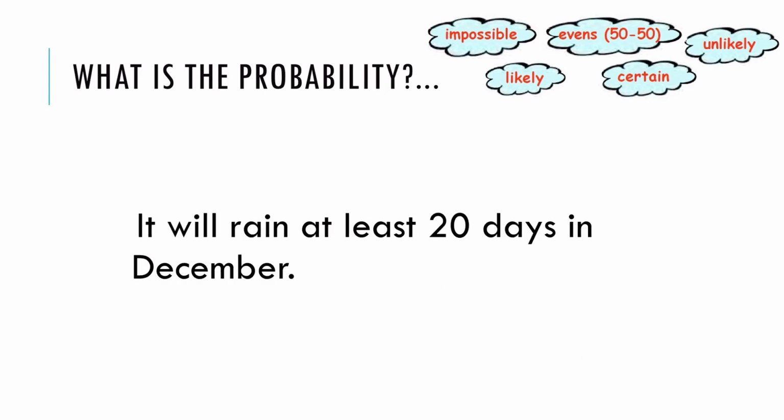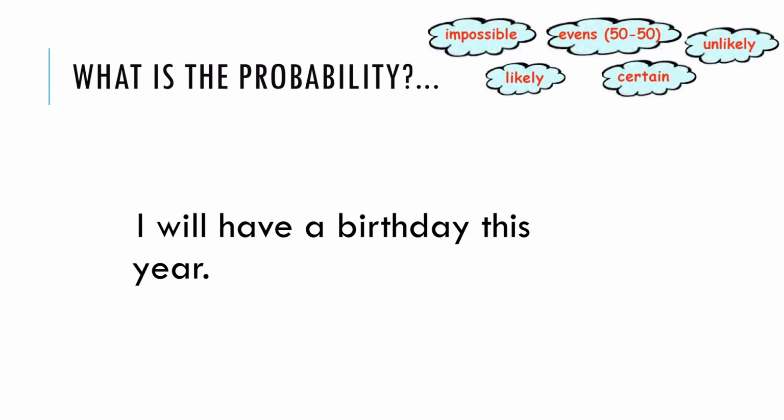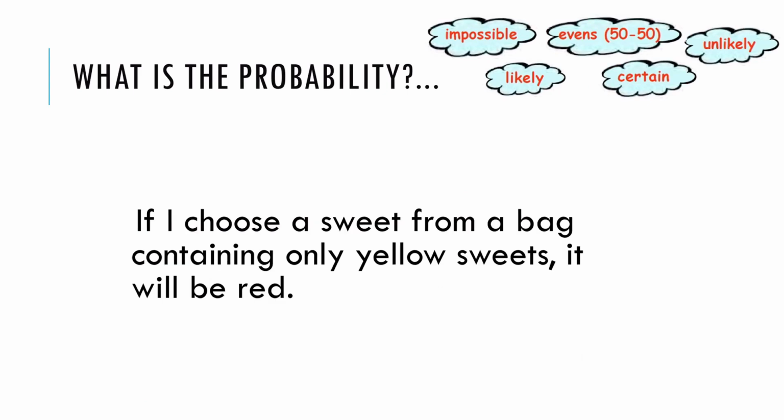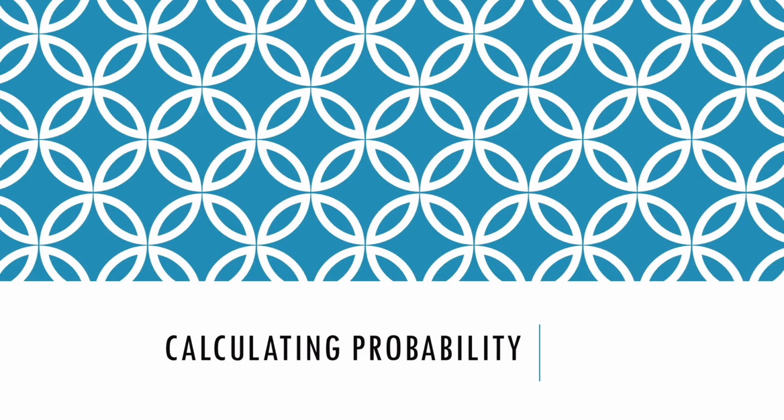It will rain at least 20 days in December. Well, that is probably very likely in Scotland. I will have a birthday this year. Well, that is certain. Everyone has a birthday throughout the year, unless your birthday is the 29th of February. If I choose a sweet from a bag containing only yellow sweets, it will be red. Well, that is impossible because there's no red sweets in the bag.